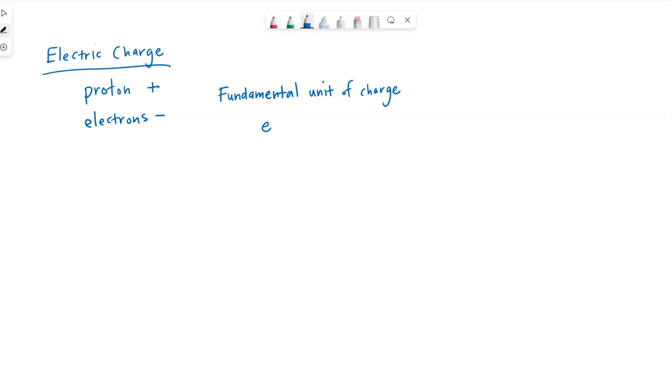Okay, fundamental unit of charge, that's what this lowercase e represents. A proton has a positive e charge, an electron has a negative e charge. So protons and electrons are fundamentally charged objects.